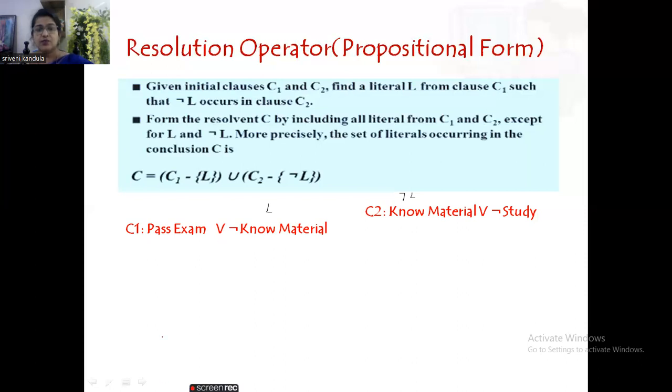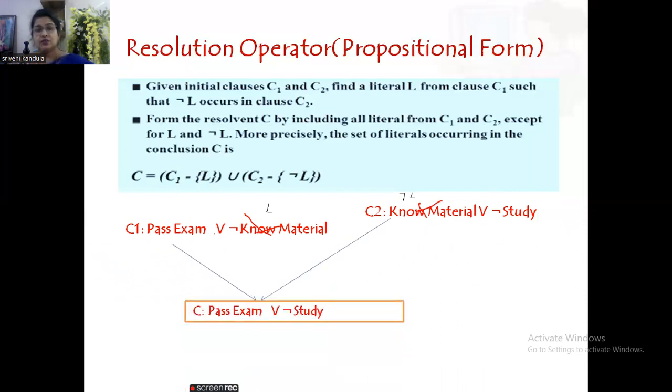Now from C1, I should remove my L, so that should be removed. And from C2, negation L should be removed. Then what will I get? P or R, right? So pass exam or negation of study. From the formula, this is what we are obtaining. So this is the resolution operator in the propositional form.